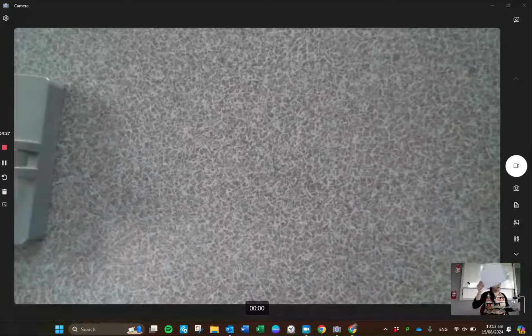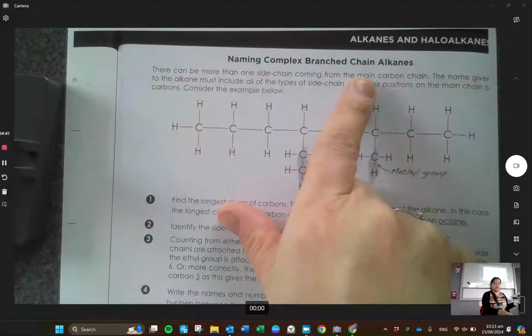Okay. I am now going on to the naming of complex branch chains for the alkanes, but I'm going to this section here where you're drawing them, because I think it's actually easier to draw first and then name. So if we're trying to learn, it's easier to learn how to draw than it is to learn how to name. So I'm going to do this one first and then I'll show you a naming one, okay?